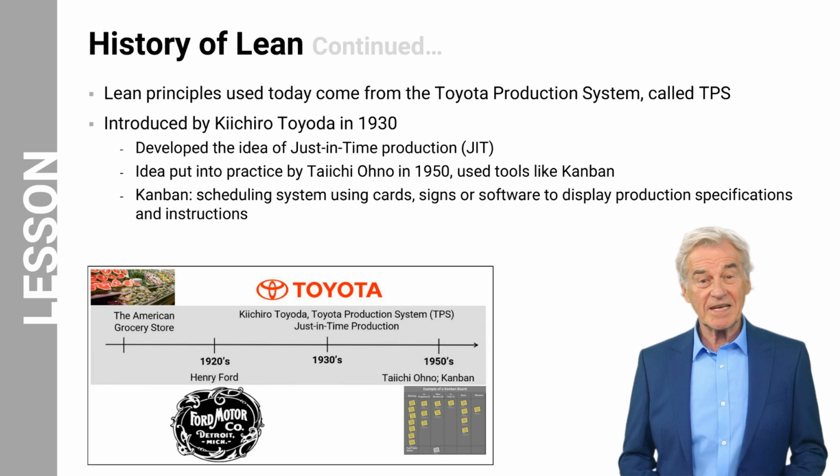Taiichi Ohno took the ideas developed by Kiichiro Toyota and created a plan to put them to work using tools like Kanban, a scheduling system using cards, signs, or software to display specifications and instructions related to production. Lean principles may not seem like a revolutionary method to us, but it transformed the mindset of manufacturing. Companies that had previously been devoted to mass production were now introduced to new ideas that challenged their practices.